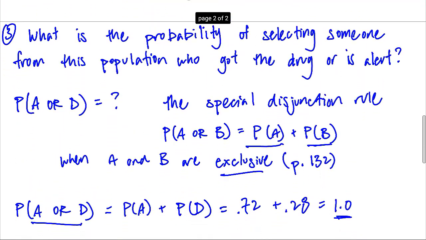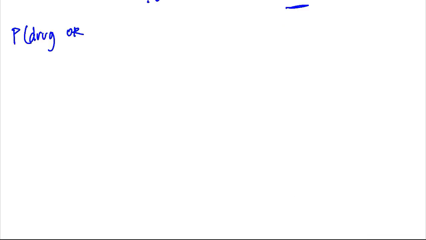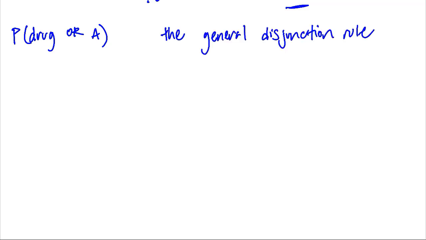And let's do our third question here. What is the probability of selecting someone from this population who got the drug or is alert? For this, we need the general disjunction rule. We already used the special disjunction rule when the values we were looking at were mutually exclusive. Here, the values are not mutually exclusive.